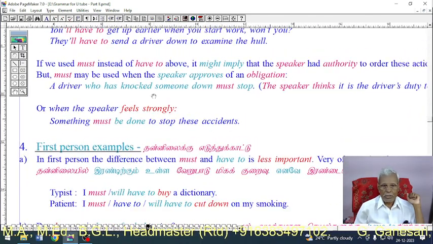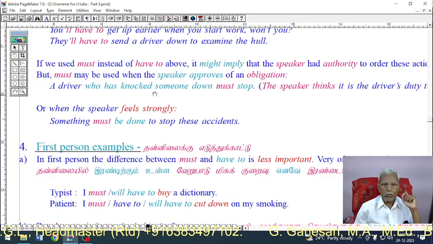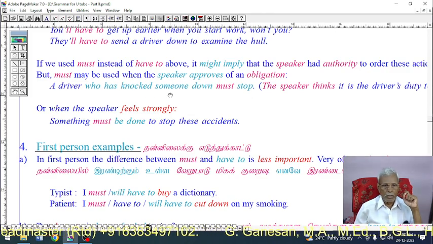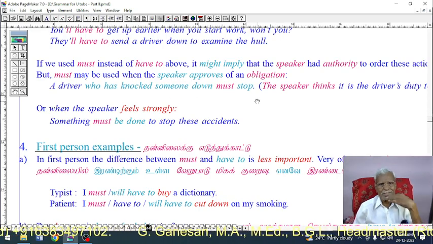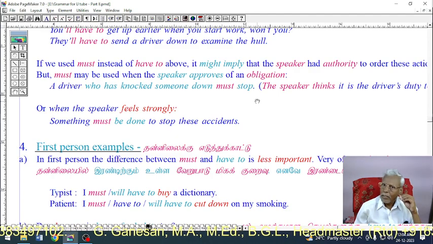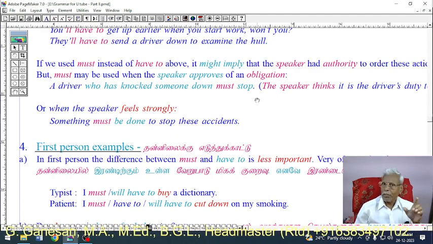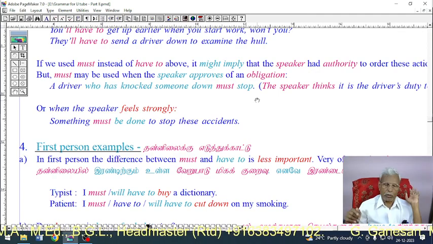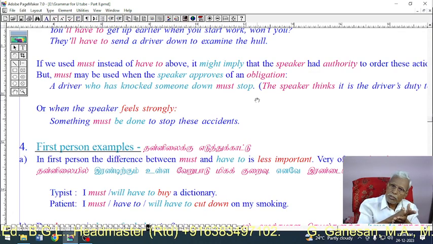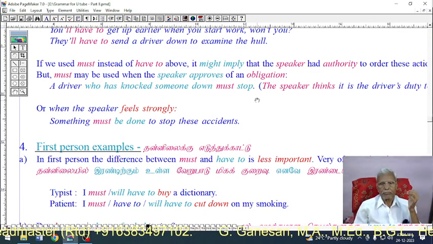A driver who has knocked someone down must stop. That is, it is the intention of the speaker. He thinks, if a driver knocks down someone, he should stop his vehicle. It is the intention of the speaker.